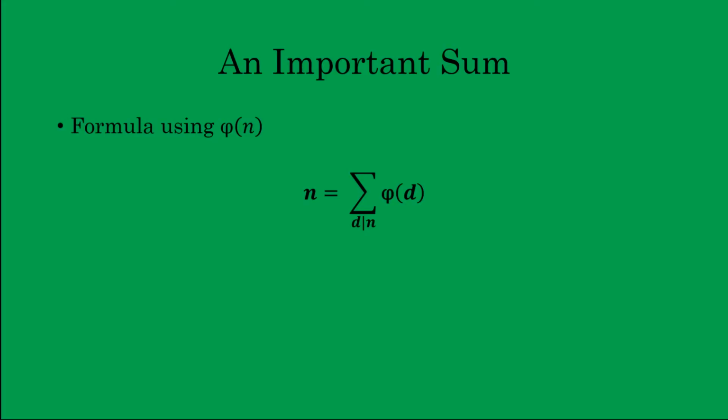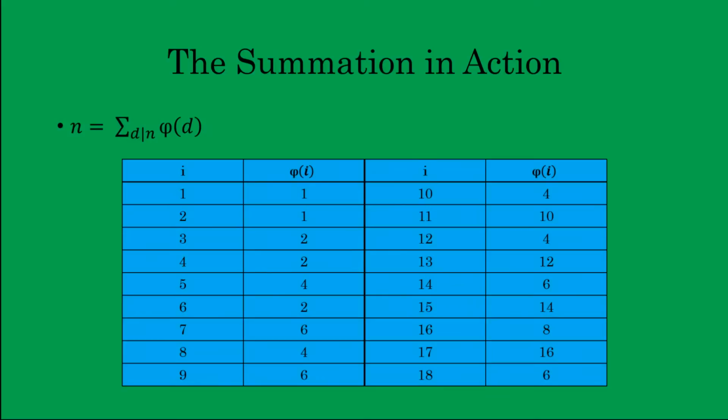Now here's another interesting formula involving a summation. We have that any natural number n is equal to the sigma, the sum, of phi of d for all the number's divisors d, including n itself. So again, this is one of those concise formulas that's very interesting to see. And I'd like to show you the summation in action so that you can see certain examples.